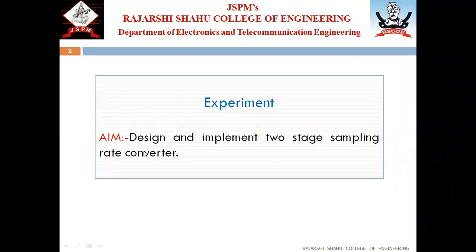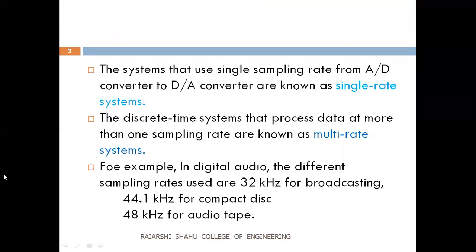The aim of the experiment is design and implementation of a two-stage sampling rate converter. The system which is using a single sampling rate for analog to digital conversion is referred to as a single rate system, and the discrete systems that process data at more than one sampling rate are known as multi-rate systems. One example of a multi-rate system is mentioned here.